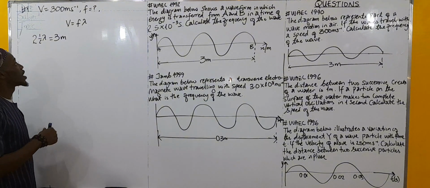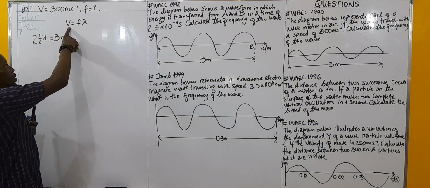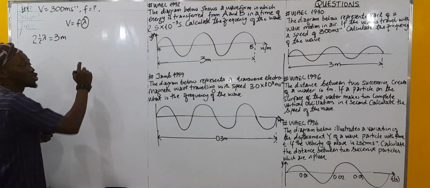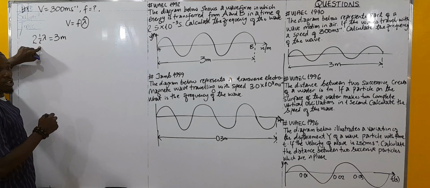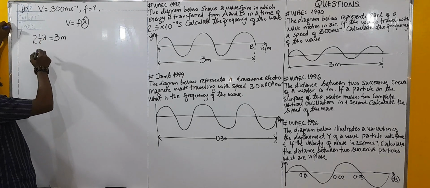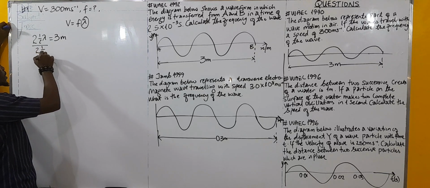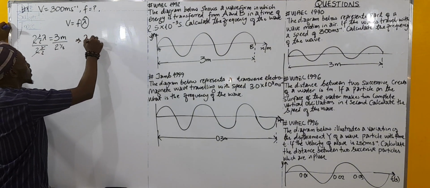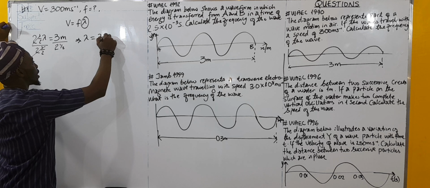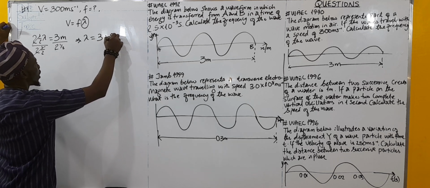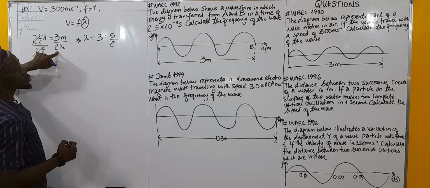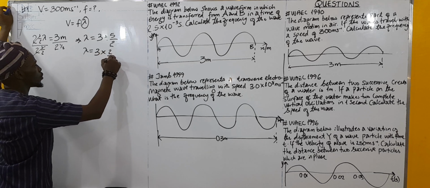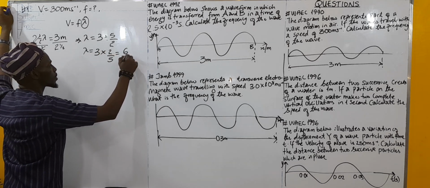Now this speed equals frequency times wavelength. What we have here is just one wavelength, not 2.5 wavelengths. So all we need to do is take away this 2.5. How do we do that? We divide both sides by 2.5, so we cancel this. Lambda equals 3 divided by 5 over 2. 2 times 2, 4, plus 1, 5. So lambda, the wavelength, equals 3 times 2 over 5, equals 6 over 5 meters.